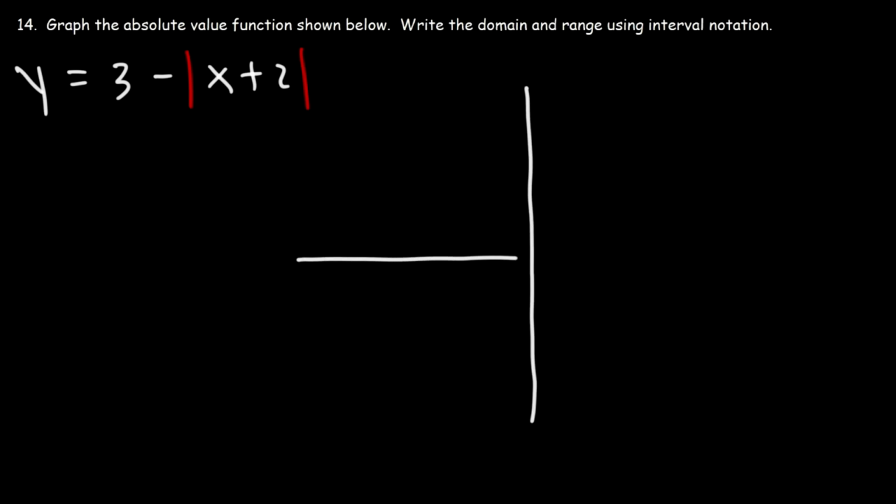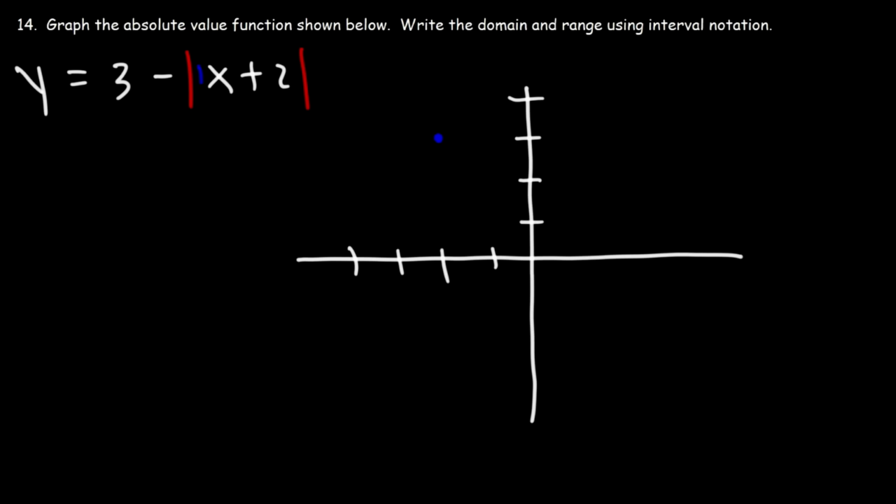So let's make a bigger graph. What we're going to do first is we're going to move the original point. The original point started at the origin, but that point is going to move 2 units to the left, and then it's going to move up 3 units. So it's going to be at negative 2, 3. And the graph is going to open downward.